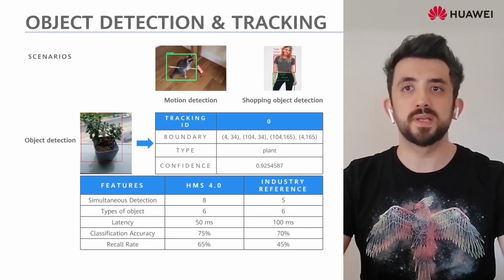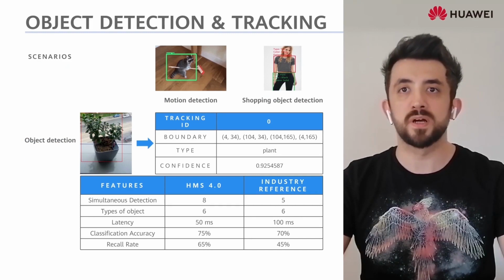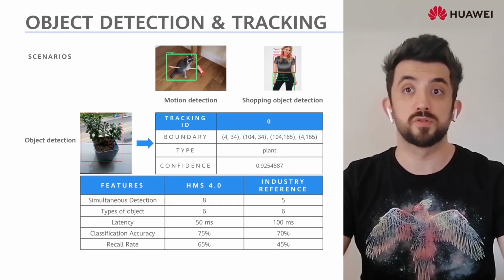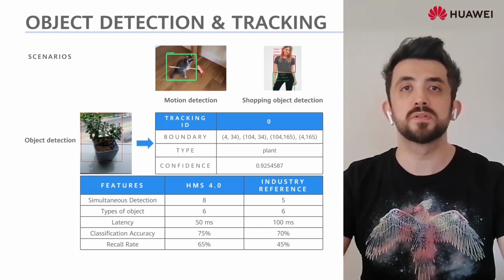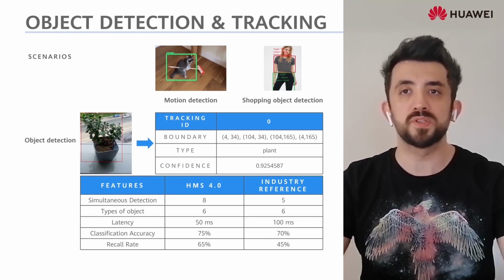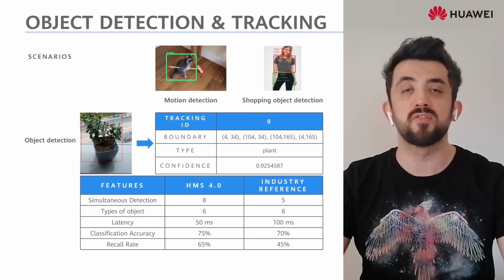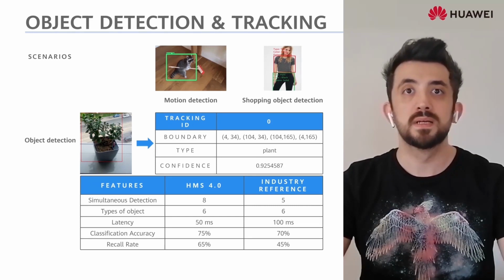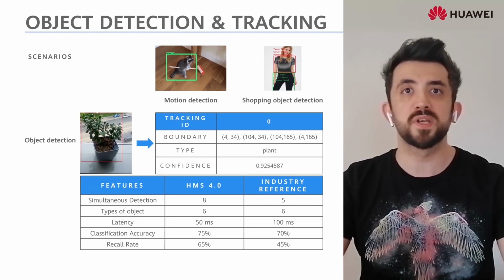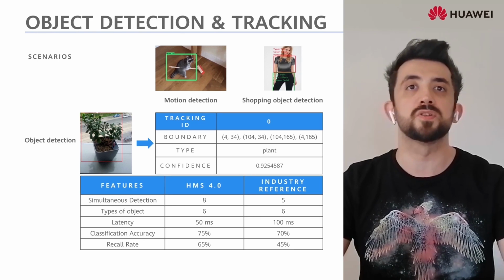Object detection and tracking service can detect and track multiple objects in an image. It can simultaneously detect up to 8 objects with 75% accuracy rate. Let's have a look at our object tracking and detection video now.